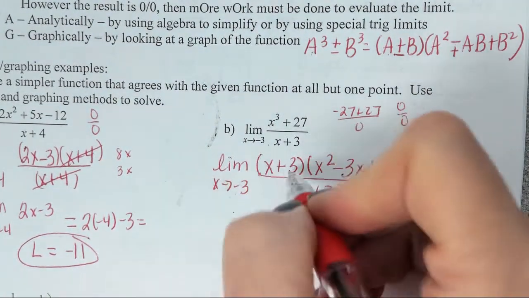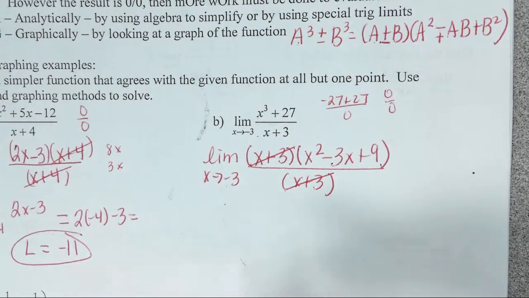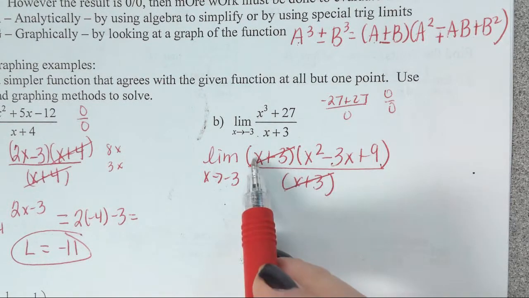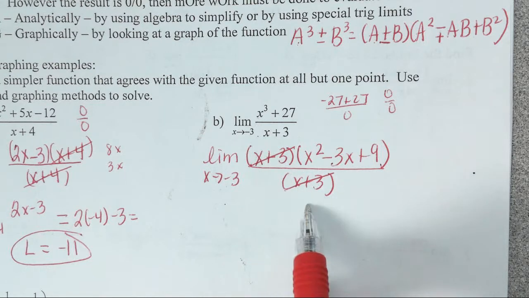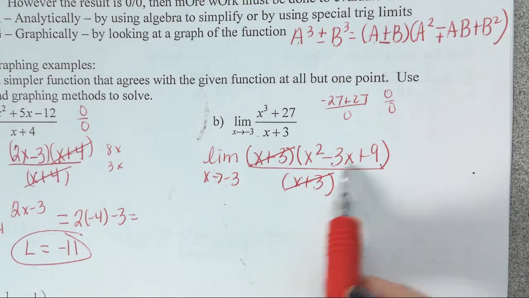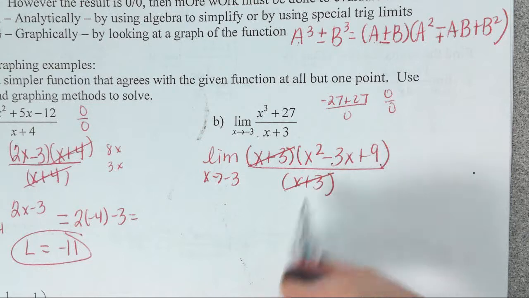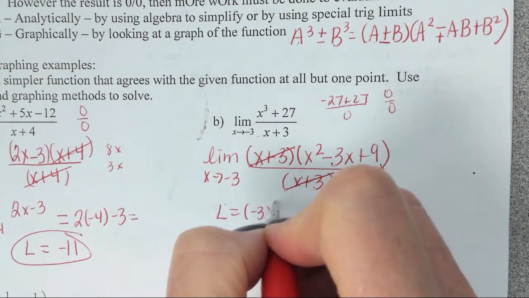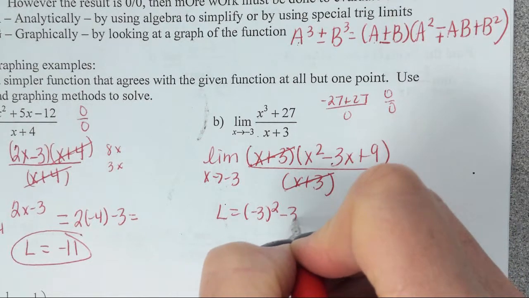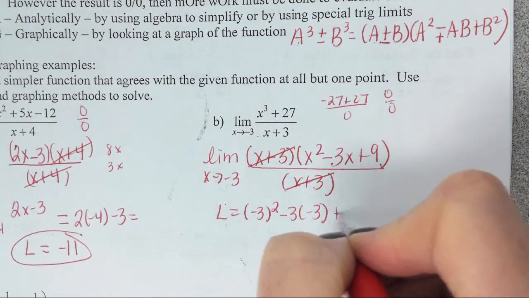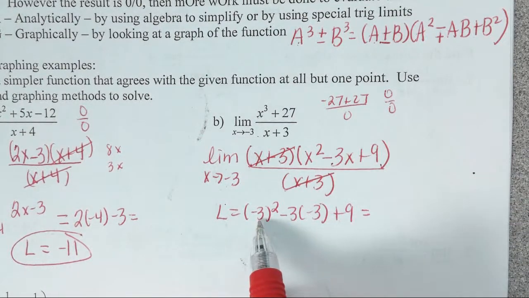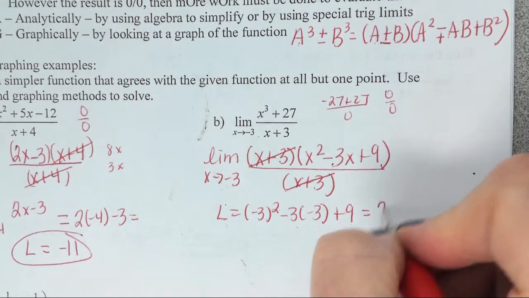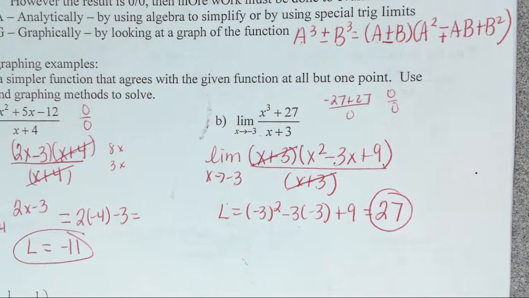So now we can cancel these two, and here would be the function that agrees at all but one point. So there is a hole in the graph at -3, but this is still going to be the function that we can now plug into to find the limit. So plugging this in, the limit's going to be negative 3 squared minus 3 times negative 3 plus 9. So that's 9 plus 9 plus 9. And so that's going to be 27 for the limit.